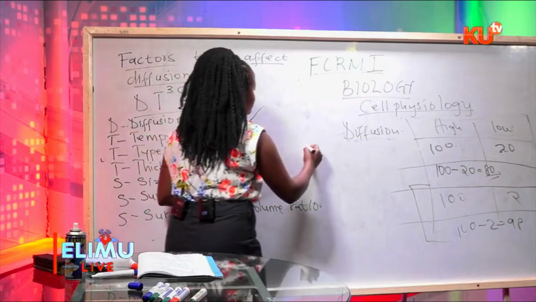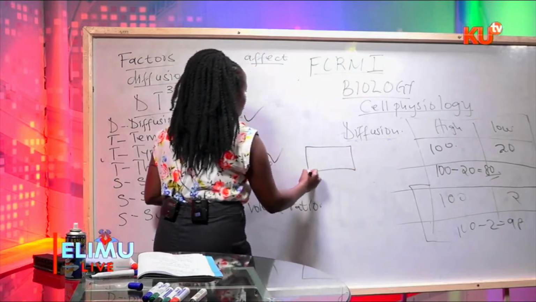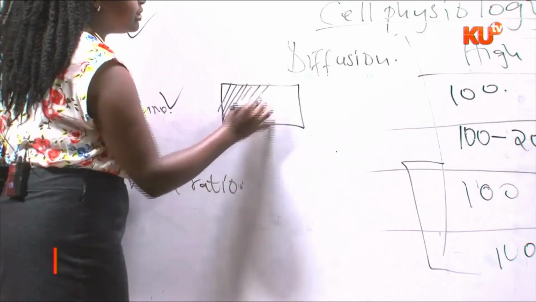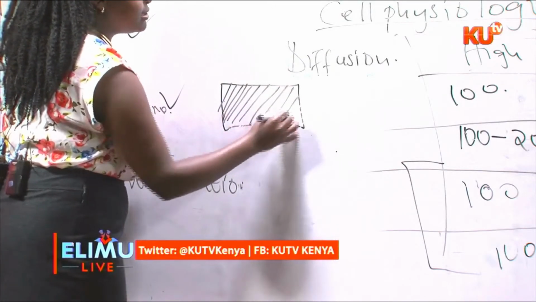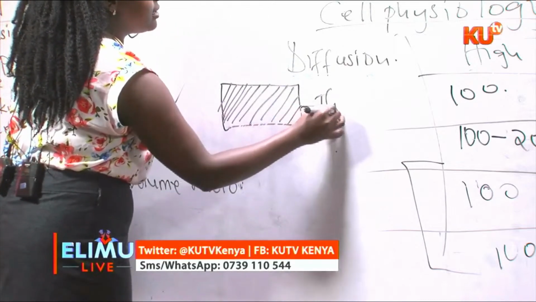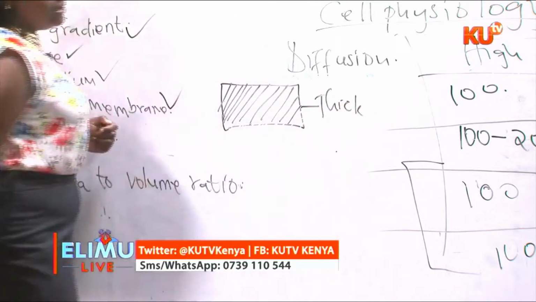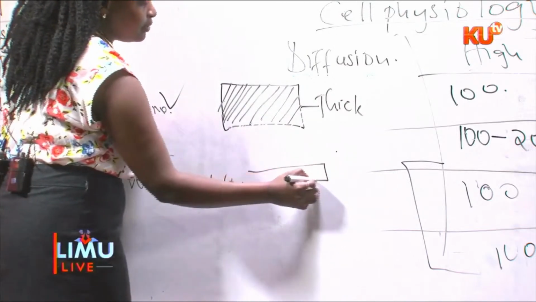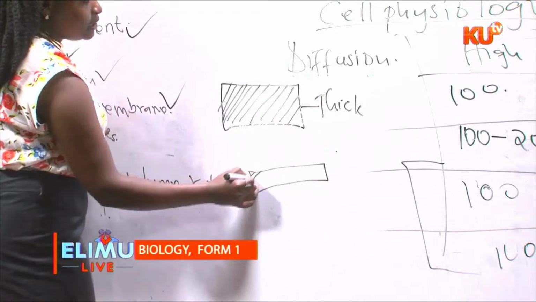Thick means that the space in between the both sides is great. Now this is a thick membrane. This is thick. And we have another membrane that is thin. Thin, like this. It is thin.